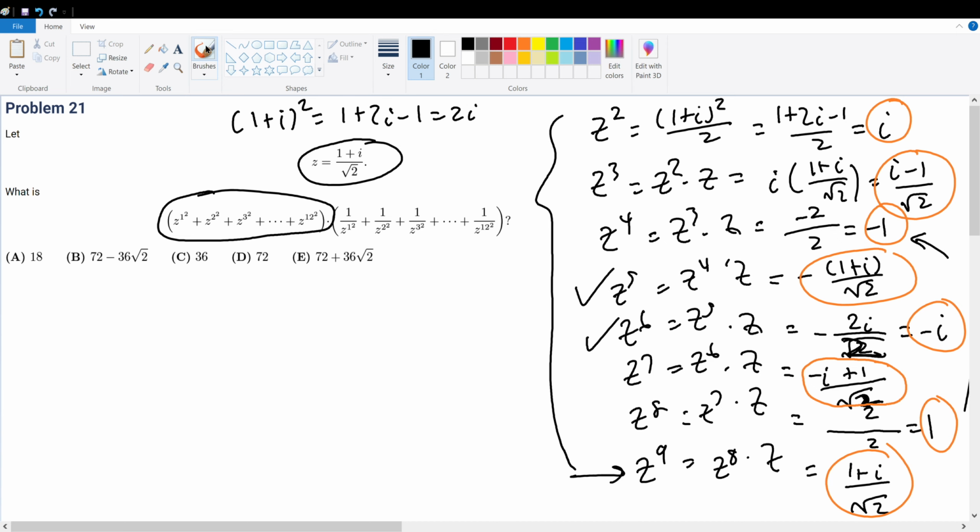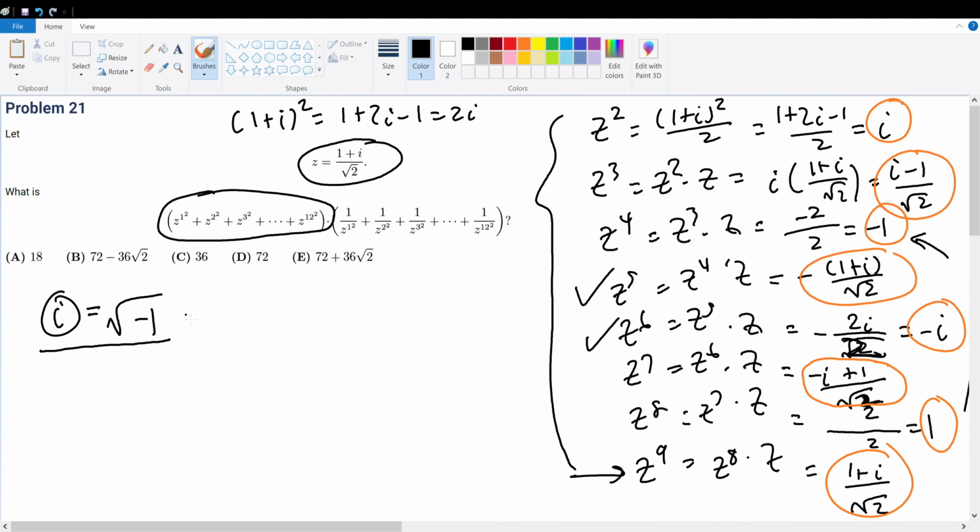Problem 21. We're given the following expression and we're trying to find what that quantity is equal to. So, first of all, circle the z value because the z value has the letter i in it, which represents the root of -1. Anything that has the root of -1 always has a pattern when raised to a power.